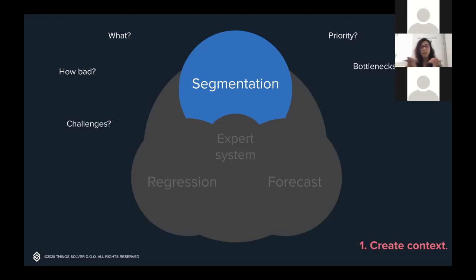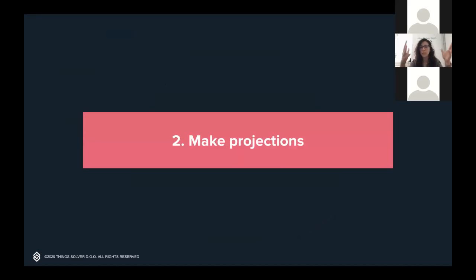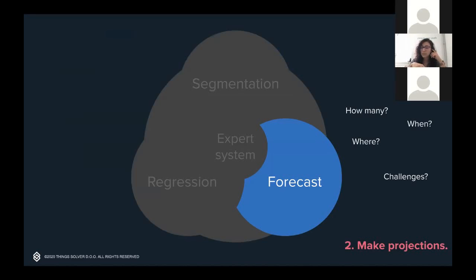After we have created the context and identified different clusters of cells behavior, the next step was to create some projections. So the projection should give us the answer to the question, what is the expected behavior of this part of the network, of this cluster of cells in some future period of time. So for example, here the main task was to forecast traffic growth and the number of users growth.